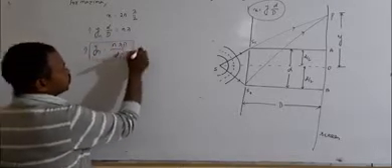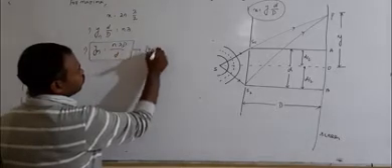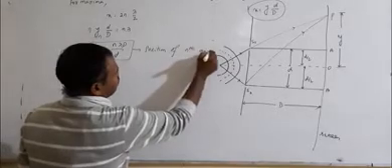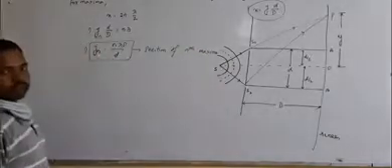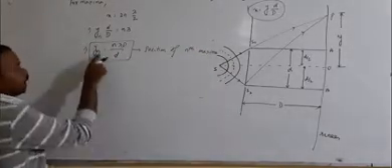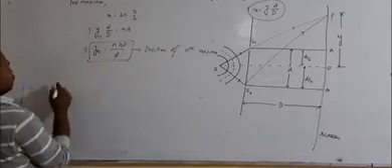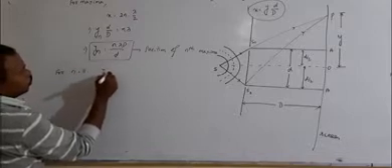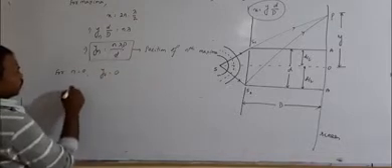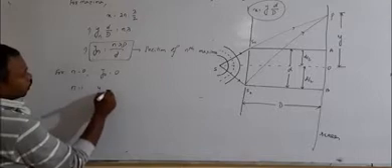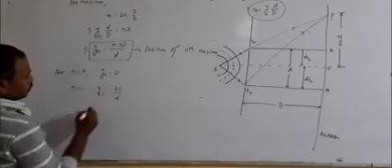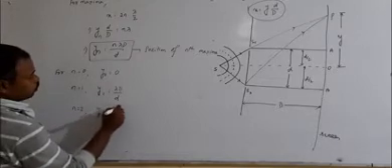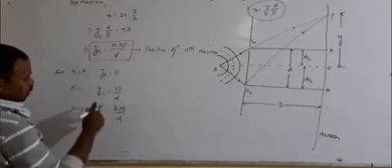This is the position of the nth maxima. Now n has different values as it is an integer, so consider n equal to 0: y0 equals 0. For n equal to 1, y1 is equal to lambda D by d. For n equal to 2, y2 equals 2 lambda D by d. Like this it will continue.